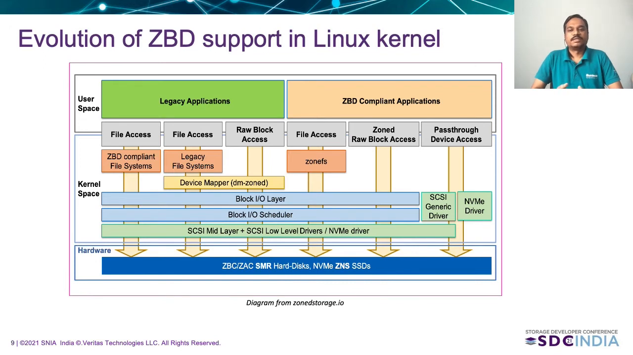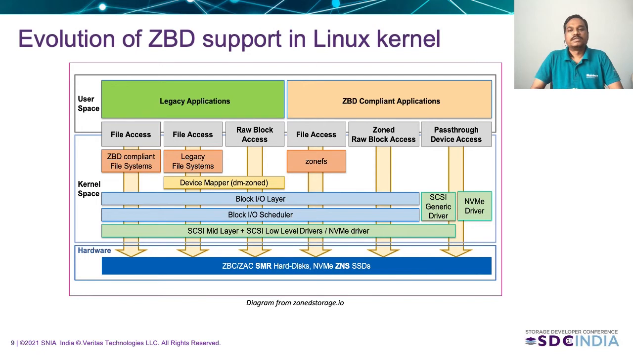Next, there is the layer of zonefs. I will cover this file system in the next slide. Zonefs provides some APIs. Applications make use of those APIs and perform the I/O on the disk. The zone raw block access is similar to the raw block access, but it doesn't need any driver in between. It directly talks with the zone device.